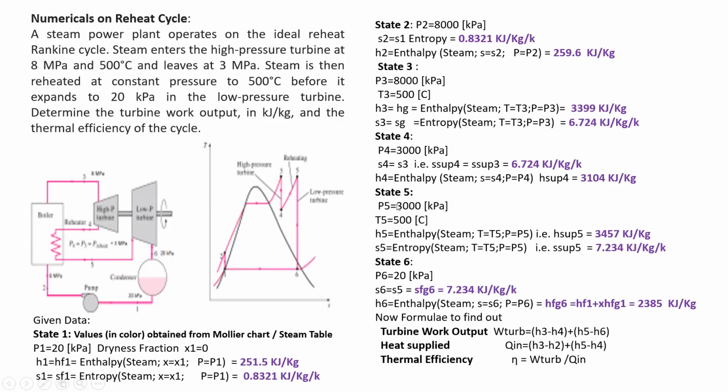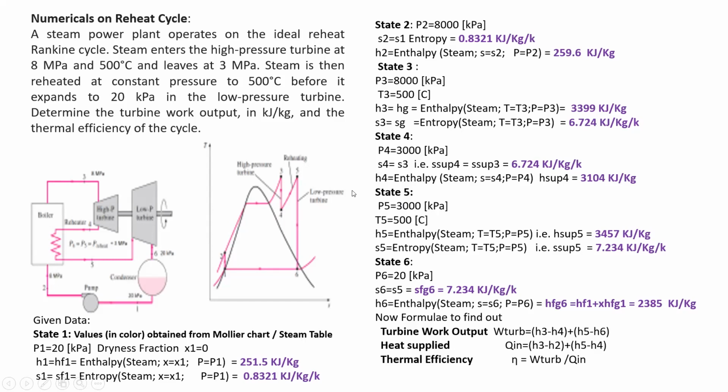Therefore, enthalpy at state 4: you know the two values, pressure P4 and entropy S4. You will get the value from the steam table, 3104 kilojoules per kg. State 5, P5.